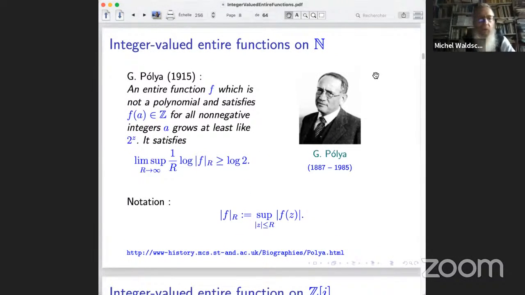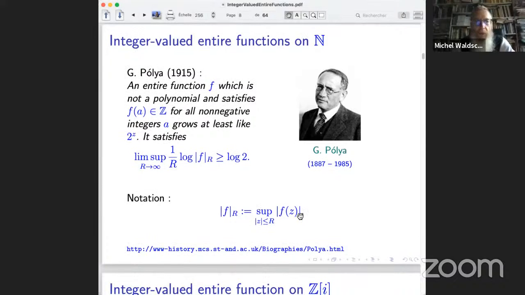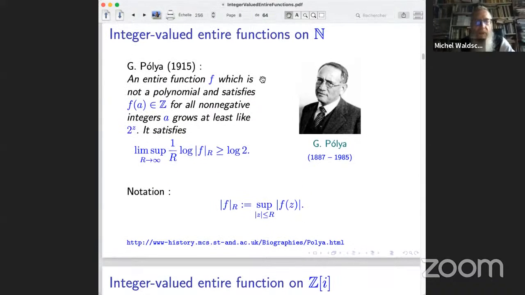So what Polya had proved for the integers is the following. An entire function f, which is not a polynomial, and which satisfies that f(a) is an integer for all non-negative integers a, grows at least like 2 to the power z. What does it mean that it grows like 2 to the power z? The first result of Polya was that the lim sup of (1/r) log |f|_r is at least log 2. So |f|_r cannot be exp(αr), where α is less than log 2. Here |f|_r means the sup of |f(z)| on the disk of radius r and center 0, and it is the same as the sup of |f| on the boundary of the disk by the maximum modulus principle. This is the initial result of Polya. I will come back to this statement because this is the first main result in the field.